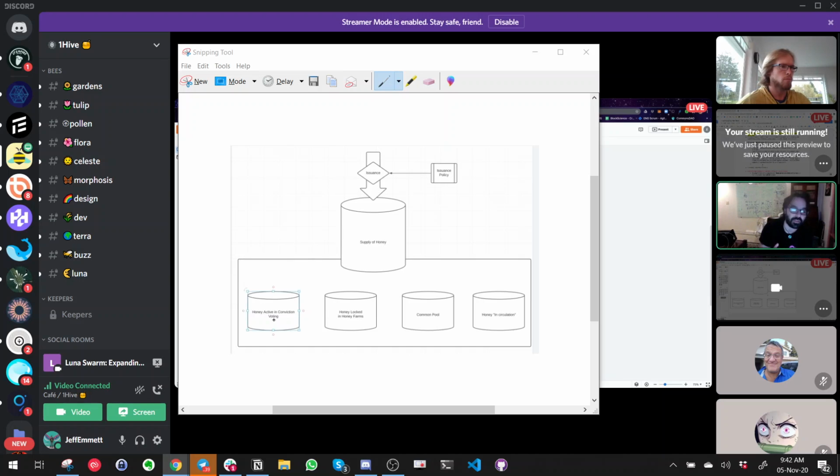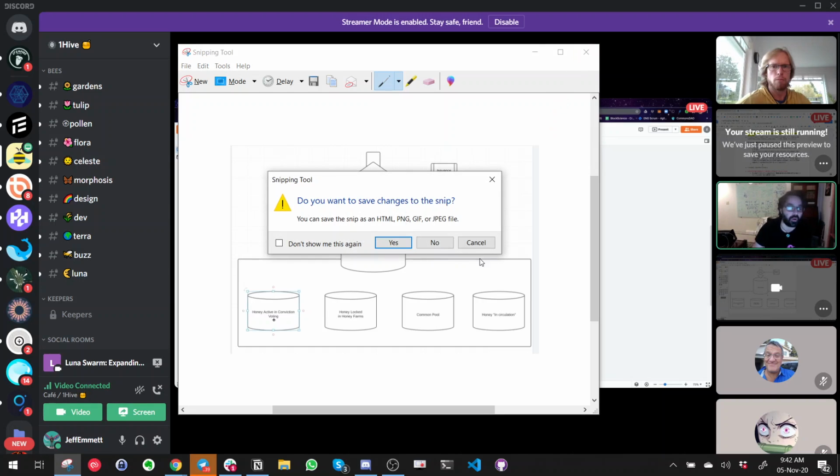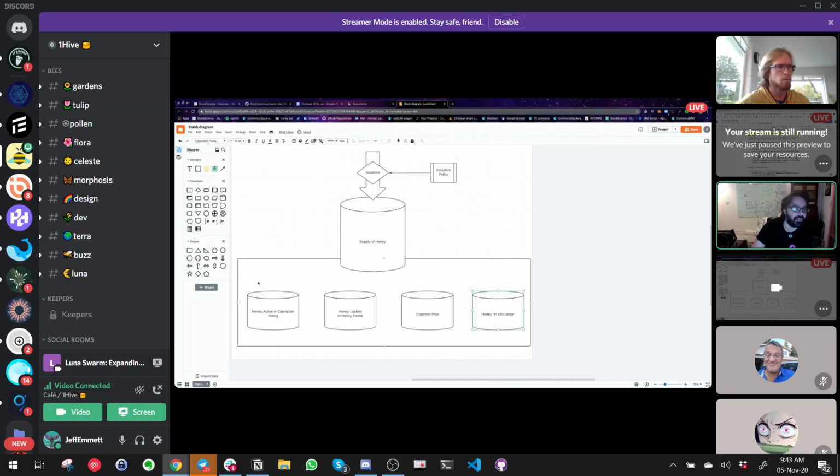Now, the vast majority of the time, honey is moving between these things. Even if I were to unstake something and then stake something else, that's a self loop on honey and conviction voting. I actually have some honey that I'm not doing anything with, precisely because I intend to vote with it, and so I didn't put it in. Sorry, isn't honey in circulation a parent group of honey active in conviction voting and honey locked in honey farms and all of these things? I am not using it that way.